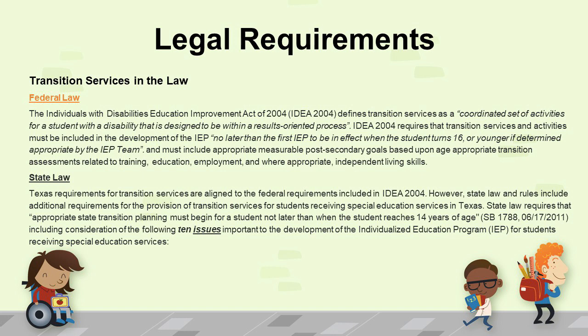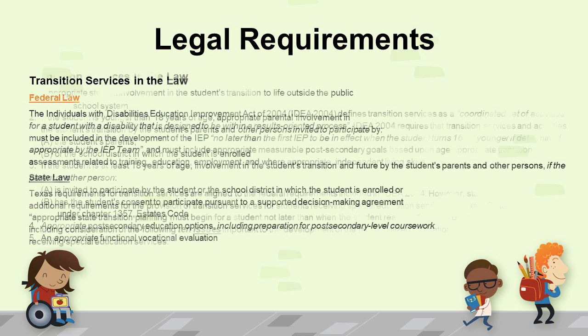State law requires that appropriate state transition planning must begin for a student no later than when the student reaches 14 years of age. Senate Bill 1788 on June 17, 2011, including consideration of the following 10 issues important to the development of the individual education program, the IEP, for students receiving special education services.